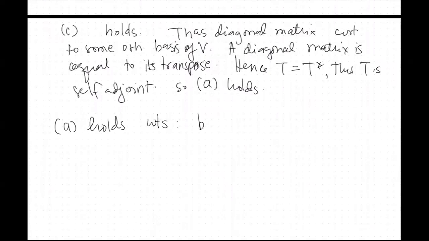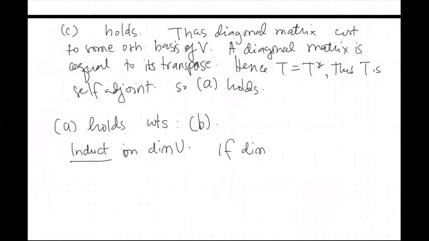Now, suppose A holds. Want to show B. So the method is induction on the dimension of V. If the dimension of V is equal to 1, then A is self-adjoint, and of course this is true, because if we get dimension 1, then the basis is just trivial. It's just a real number.